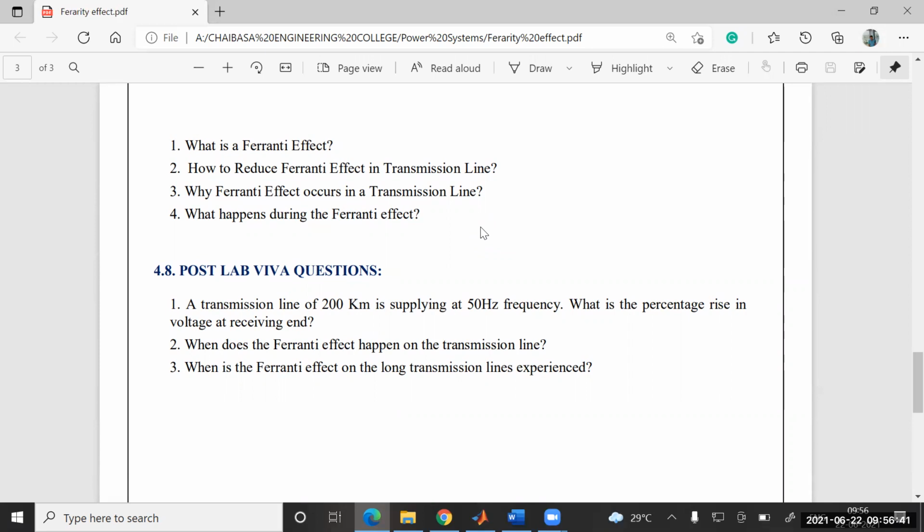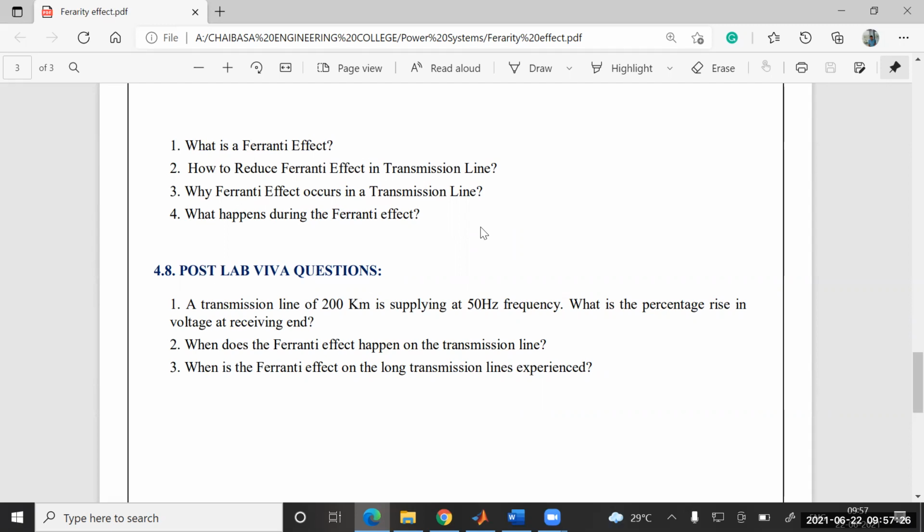First of all, what is the Ferranti effect? That is obvious, you could understand. The second is how to reduce the Ferranti effect in a transmission line. Third is why the Ferranti effect occurs in a transmission line. We have just discussed this. Then, what happens during the Ferranti effect? Before getting to the experiment, based on the explanation, you could answer these 4 questions. Now the post-viva questions.